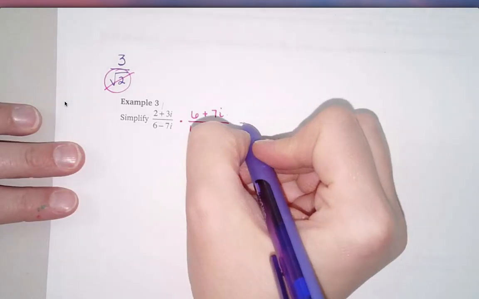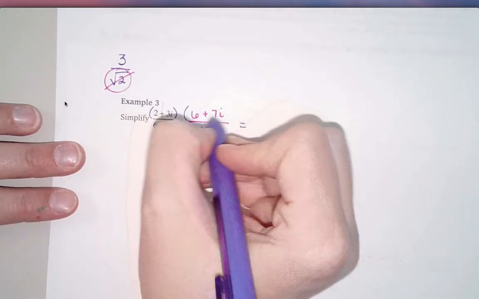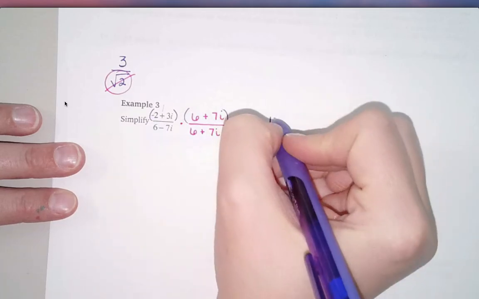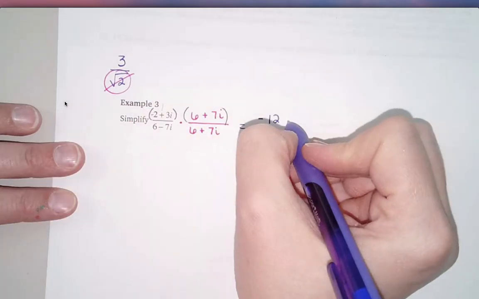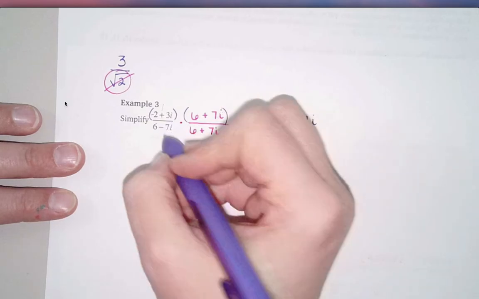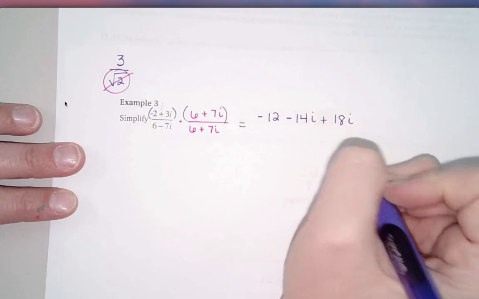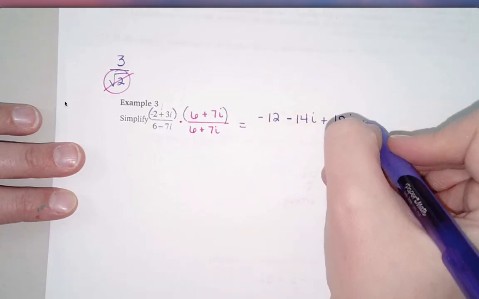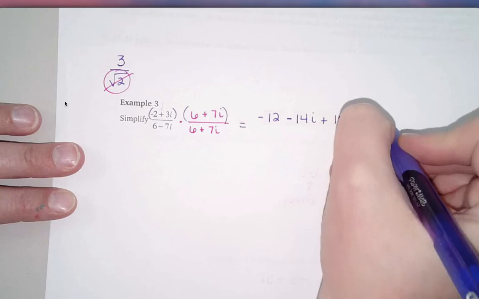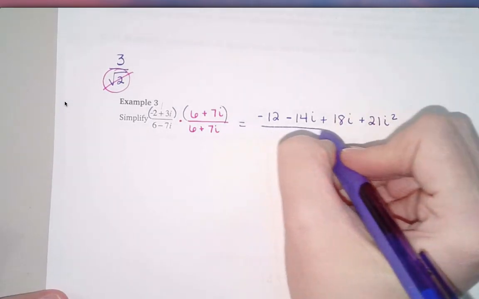Now to actually do it, I need to use FOIL. So I'm thinking of these two in parentheses. 2 times 6 is 12. Oh, sorry, that's a negative 2, so negative 12. Negative 2 times 7i is negative 14i. 3i times 6 is 18i. And 3i times 7i, well, 3 times 7 is 21, and i times i is i squared. I know I can clean that up, but I'm going to do the bottom first, and then I'll do all the cleanup at once.